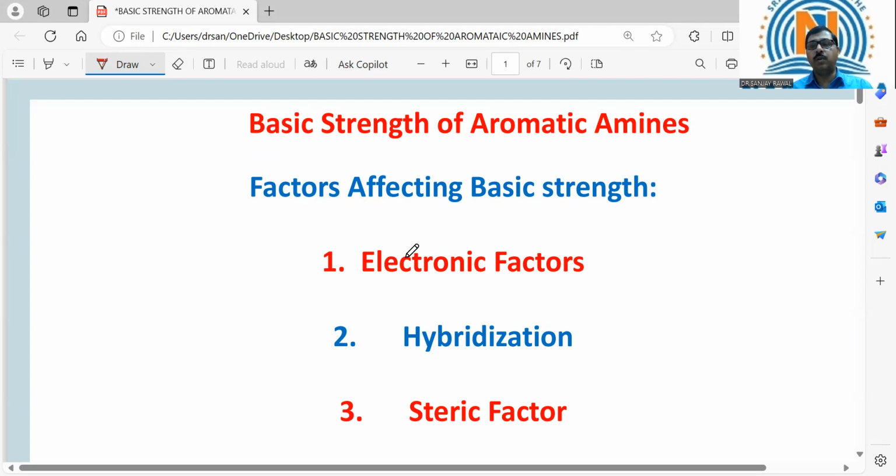During my discussion with the students and the complete analysis of their errors at our center, what I observed is that most of the students make mistakes in comparing the basic strength of amines. The probability of errors increases when the question is related to the basicity of aromatic amines.